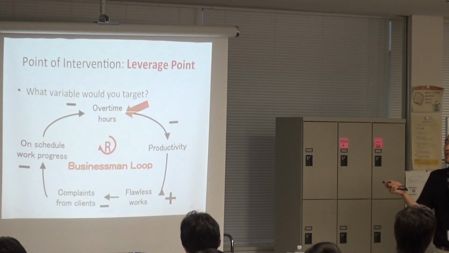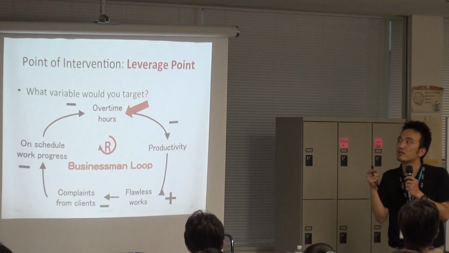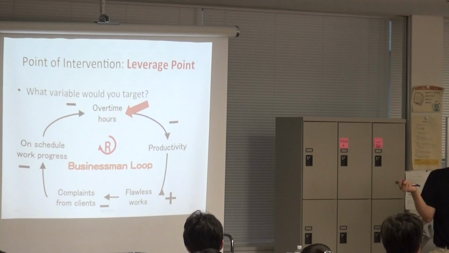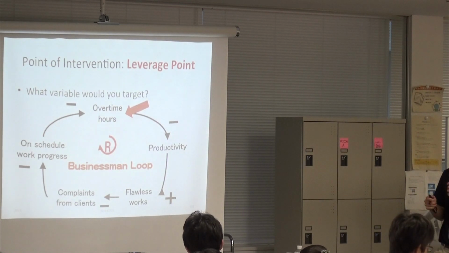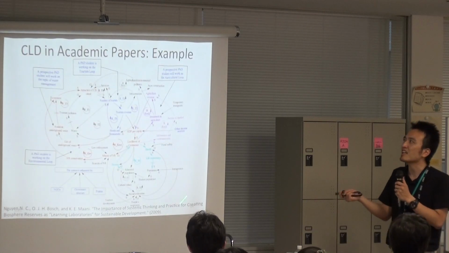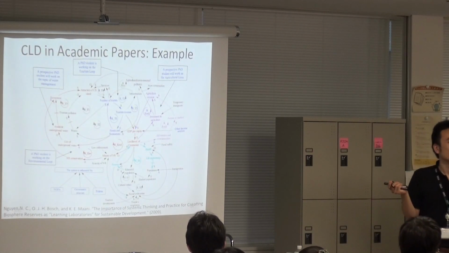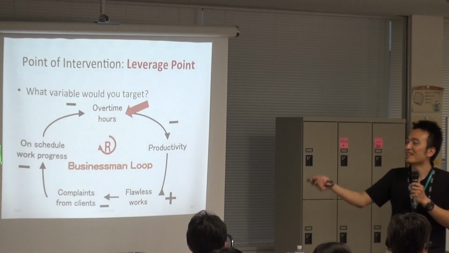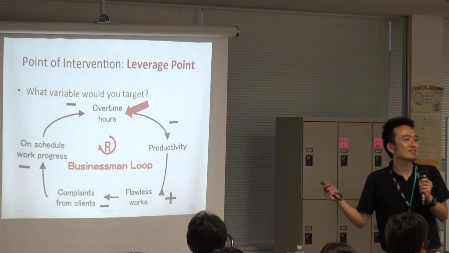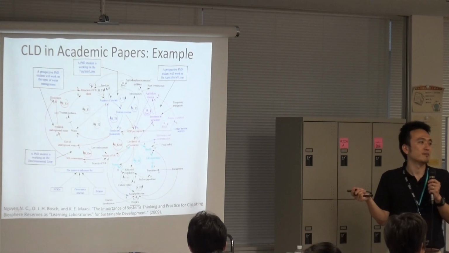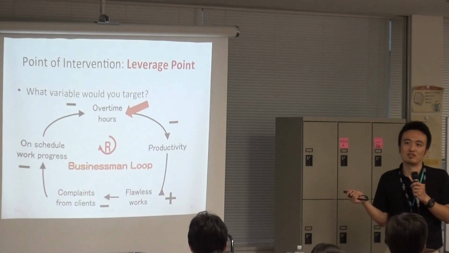So, identifying the loop helps you to find where to intervene, okay? What to focus on. So that's the interesting part about these causal links and causal loops. And in the academic papers, it looks like this. So, your world is not as simple as this, right? Because there are so many variables interconnected. So this is a system. This is an oversimplification of a system.